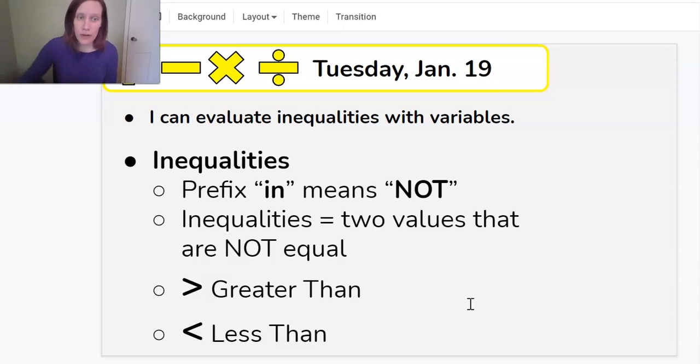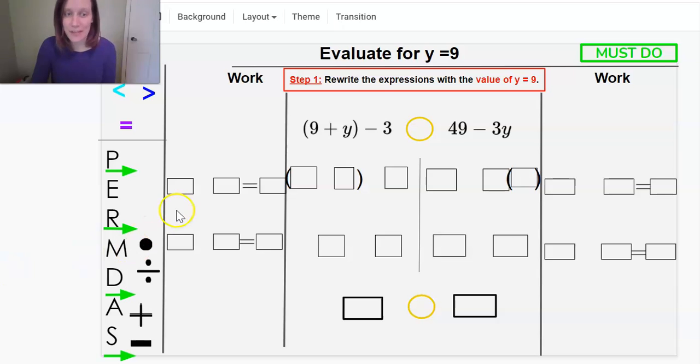Okay, so what we're going to do is work out expressions just like we did last week. The only difference is we're going to work out two different expressions, and we're going to decide if one is greater than the other, or one is less than the other, or if they're equal. This will make sense when I show you the next one. So here's an example that we're going to be working on, okay?